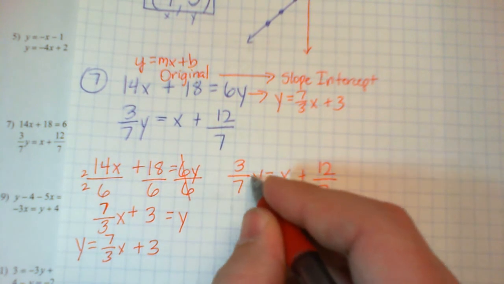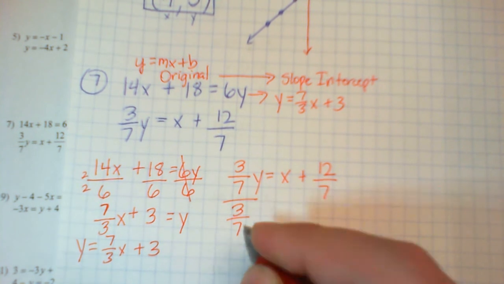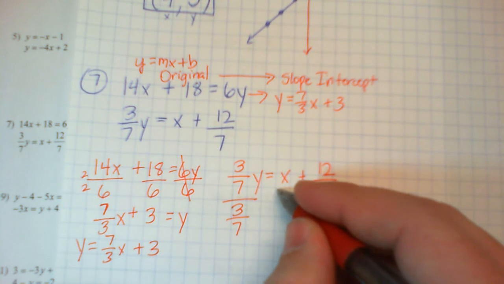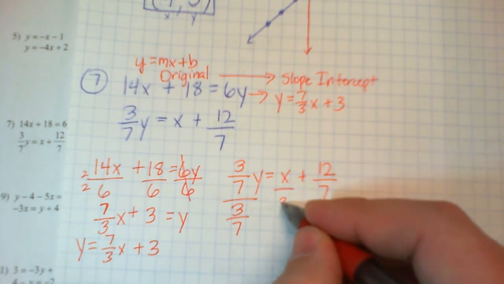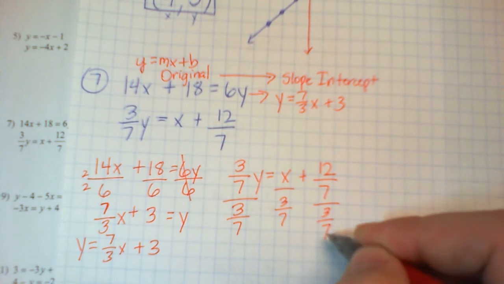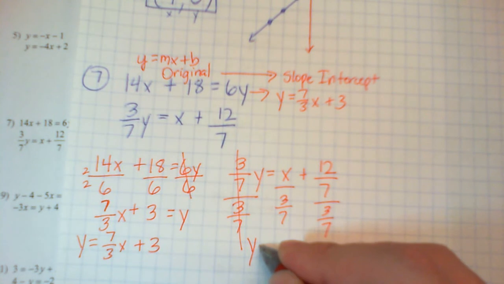Right now it's being multiplied, so the inverse operation of multiplication is division. So I'm going to divide this by 3 sevenths. But what I do to one side, I must do to the other side. So I have to divide x by 3 sevenths, and I have to divide 12 sevenths by 3 sevenths. 3 sevenths and 3 sevenths cancel, giving me y is equal to.